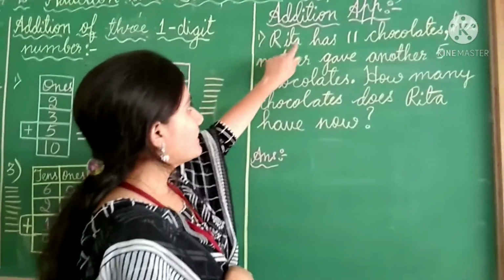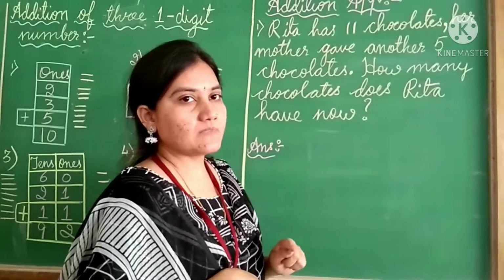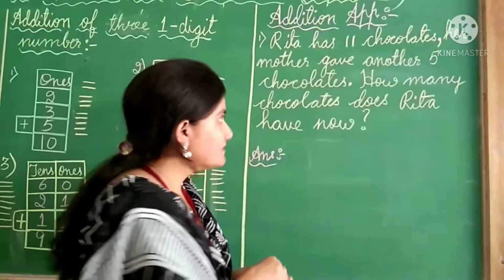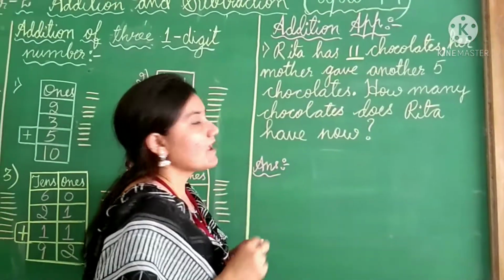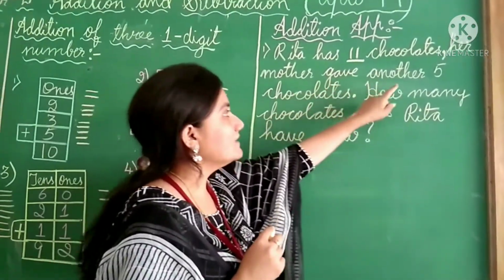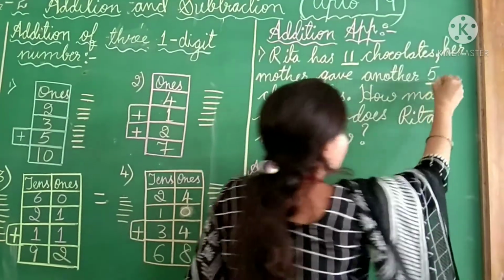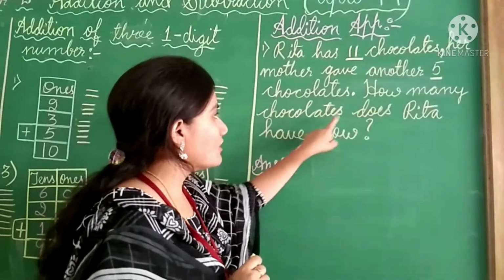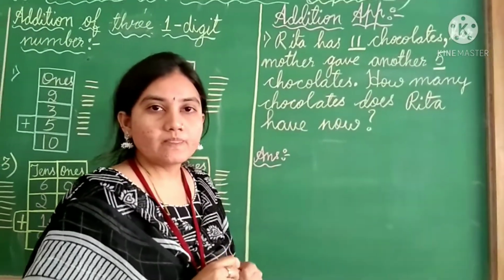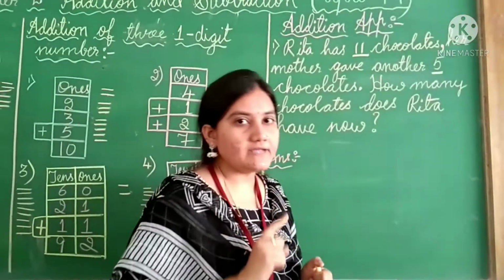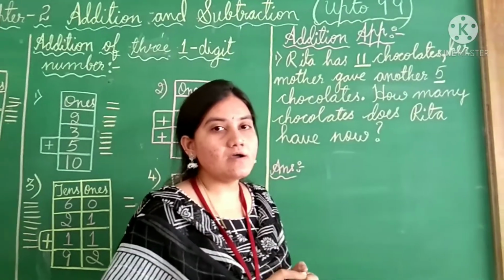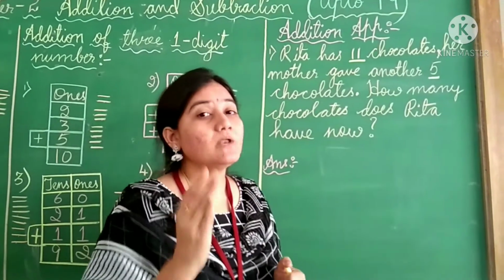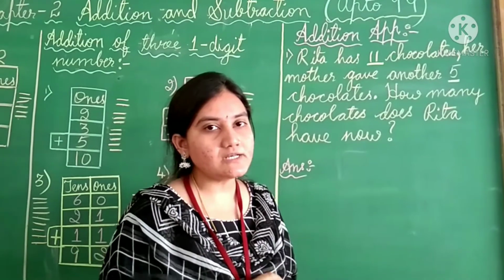See, children, Rita has 11 chocolates. How many chocolates does Rita have? Yes, she has 11 chocolates. Her mother gave her another 5 chocolates. Then how many chocolates does Rita have now? See, she already had 11 chocolates. Then her mother gave her 5 more chocolates. Then how many chocolates does she have now, children?